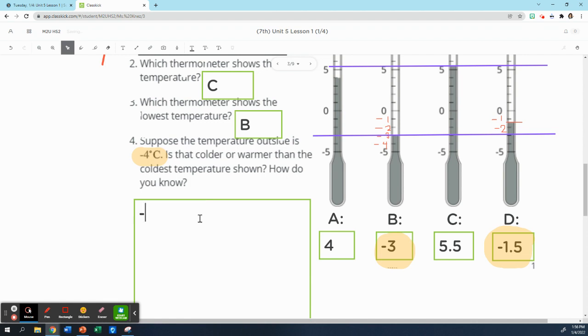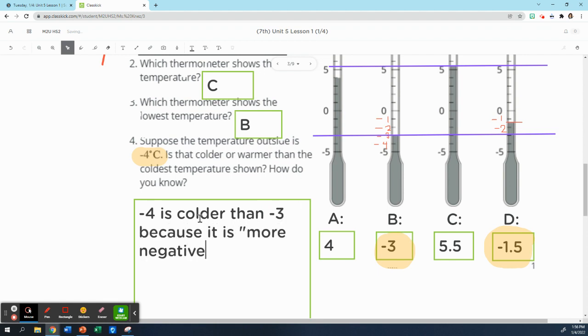So you should have said that -4 is colder than -3 because it is more negative. Or you could also say that it is farther from the positive values.